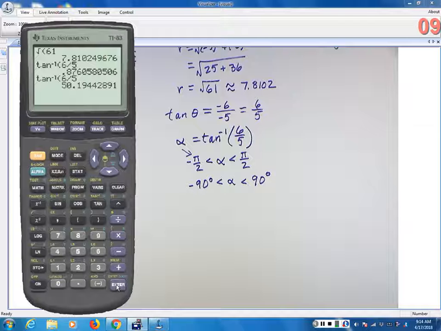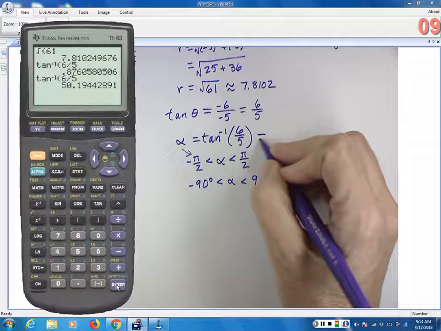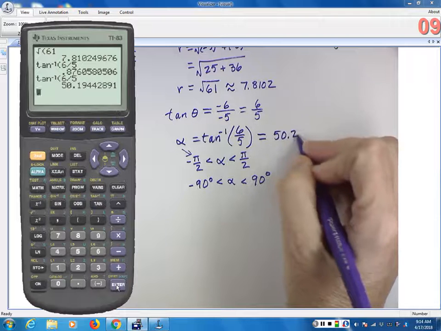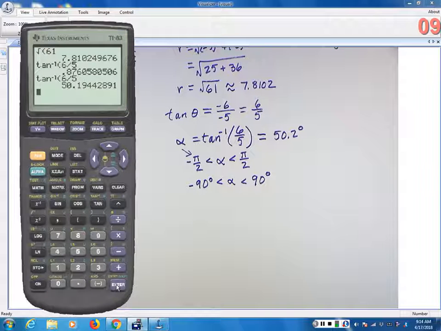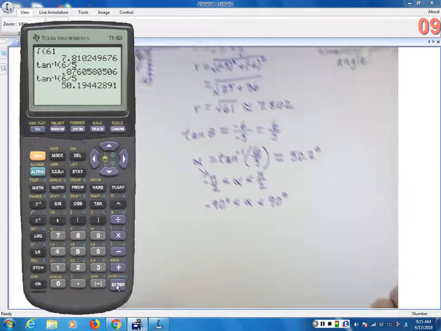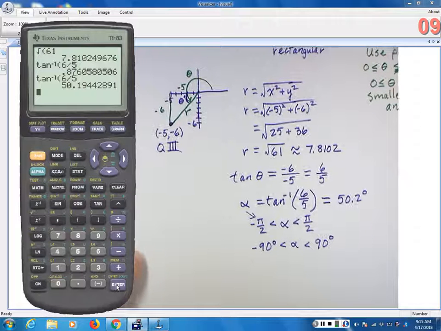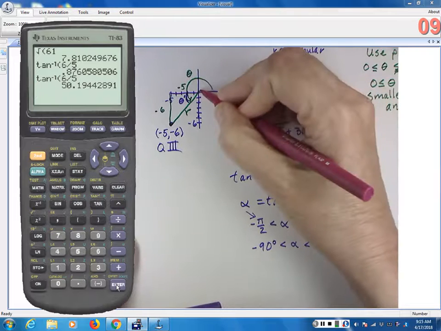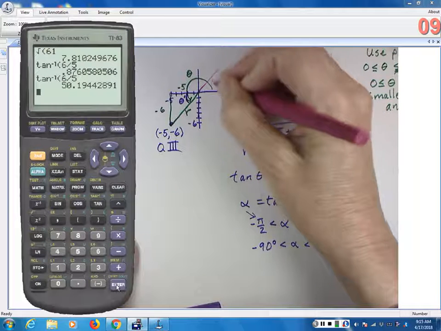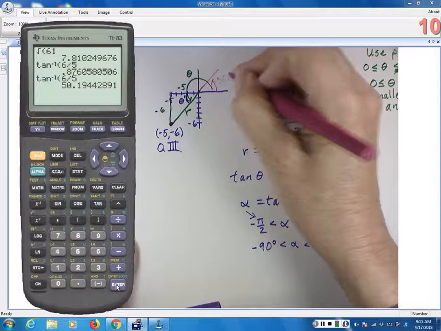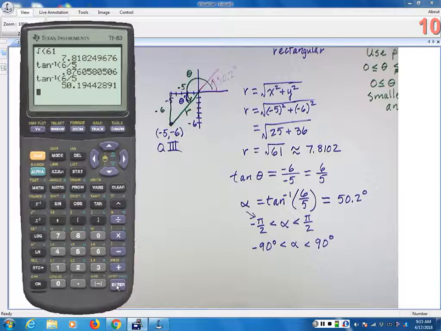So we get that alpha is 50.2 degrees. This had to go to 1 decimal place, right? Okay, but that's not the answer. What angle is that on this picture? See that? Can you see that?